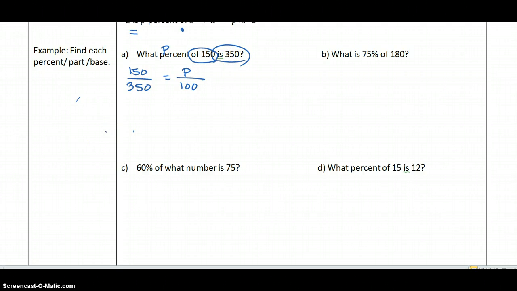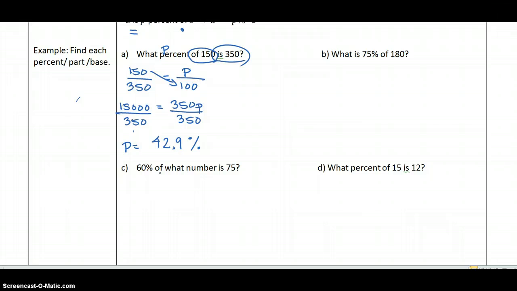Some of you will remember this. So now I'm going to cross multiply. 150 times 100 is 15,000. You can check me on the calculator. Equals 350P. Then to solve, divide by 350. P is equal to 15,000 divided by 350. Check your calculators. It is 42.9. 42.9 what? Well, we were looking for percent, so 42.9 percent.